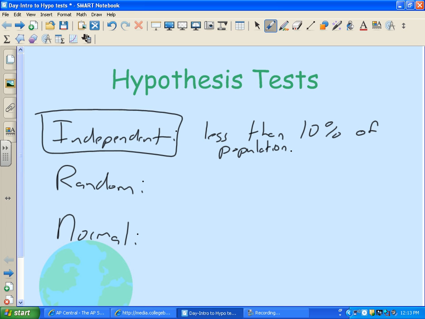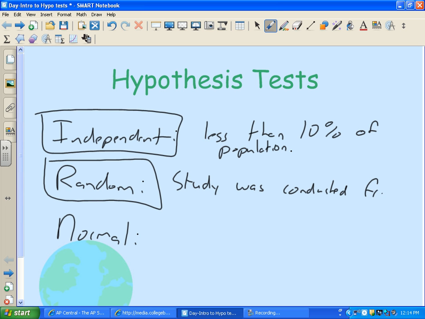Random, you need to address it. It is very likely that they tell you in the context of the problem. They conducted a random sample. Pretty frequently it's there. If it's not, basically you need to cite the problem. It says, study was conducted from a random sample of the bird population.